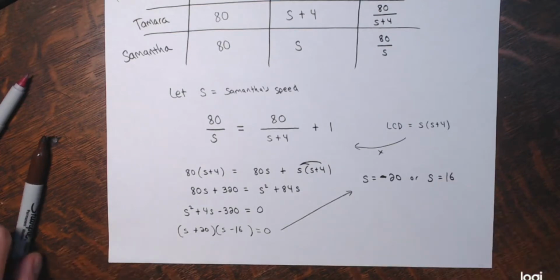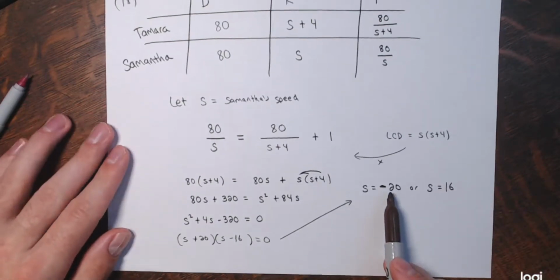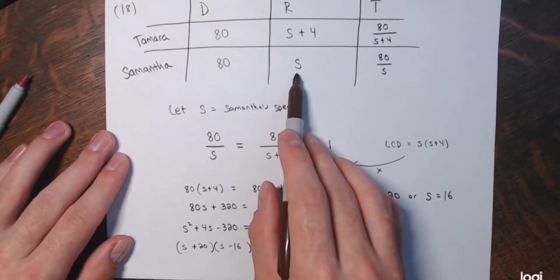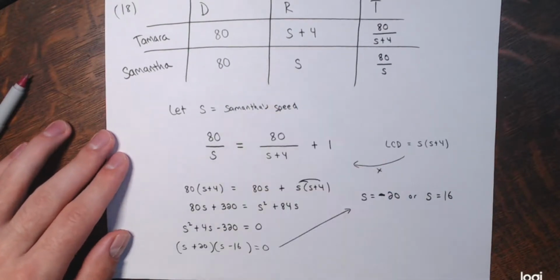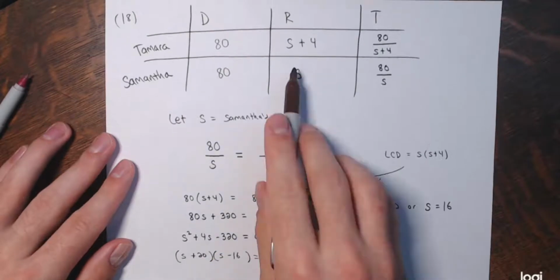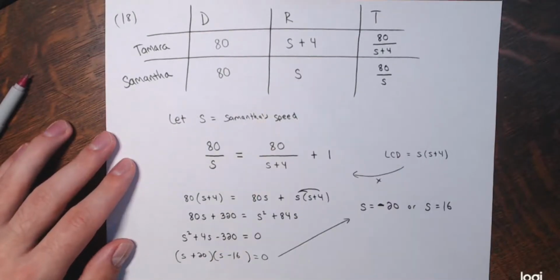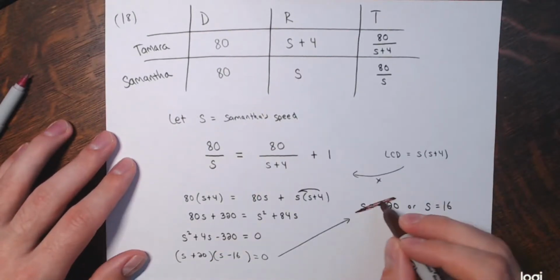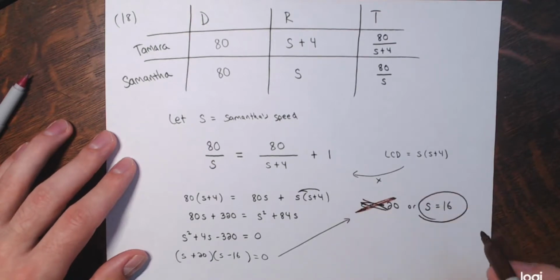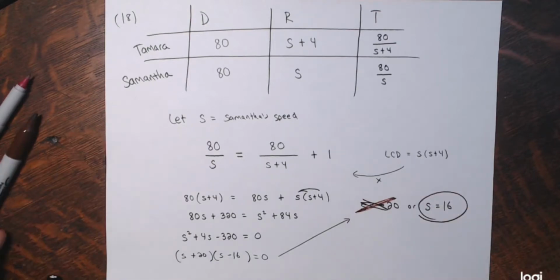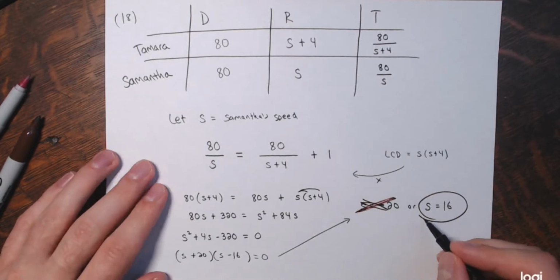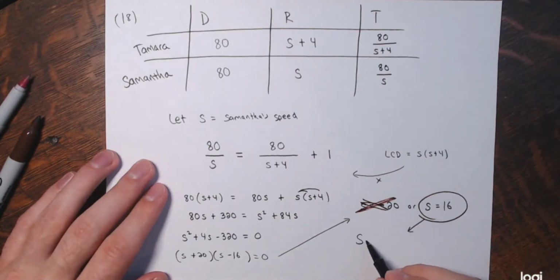And as always, check them, make sure they make sense. The negative 20 doesn't make sense. It doesn't make sense for Samantha to be riding negative 20 miles an hour and Tamara to be riding negative 16 miles an hour. You shouldn't have negative speed. So the only one that does make sense in the problem is 16. All right, so Samantha bikes 16 miles per hour.